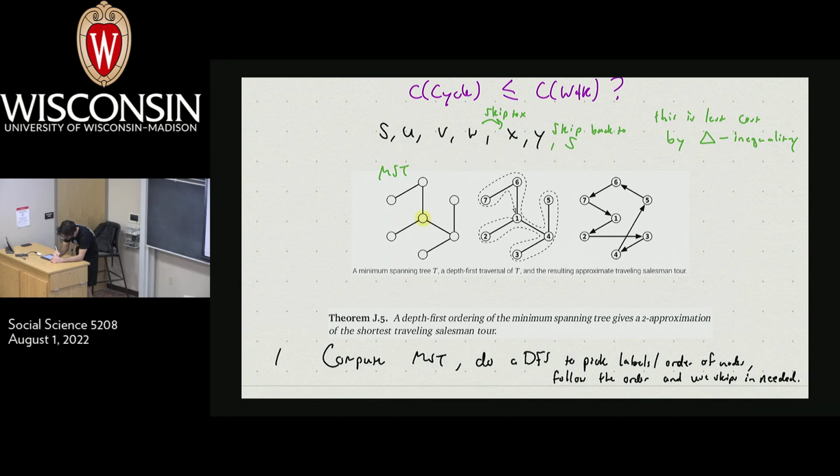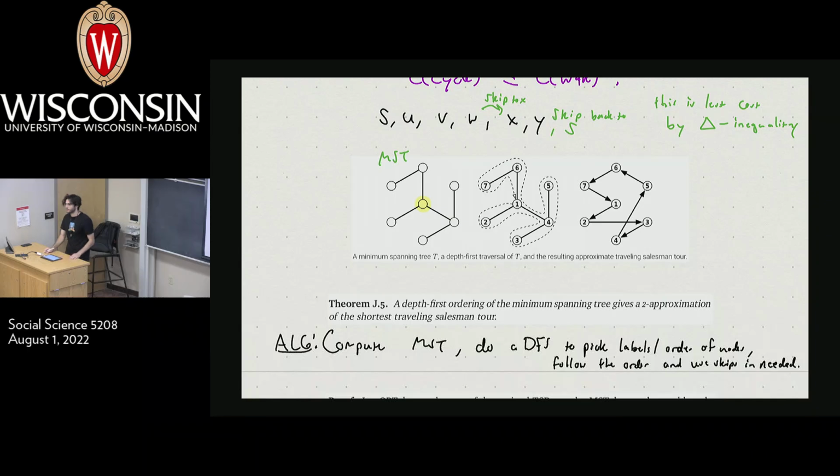That's the entire algorithm. So what's the runtime of this algorithm? What's the slowest part of the algorithm? Yep. So obviously doing a depth first search, that's linear time. Even if you modify it to do labels, following the order is literally linear time. You're touching each edge or each node once. So the hard part is computing an MST.